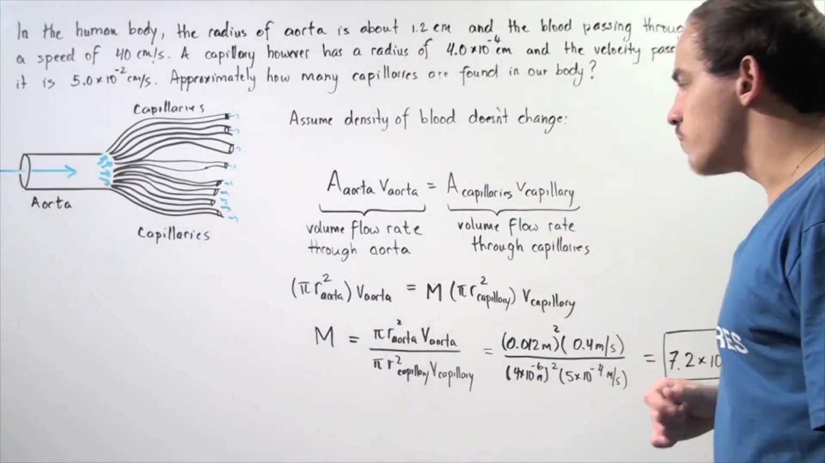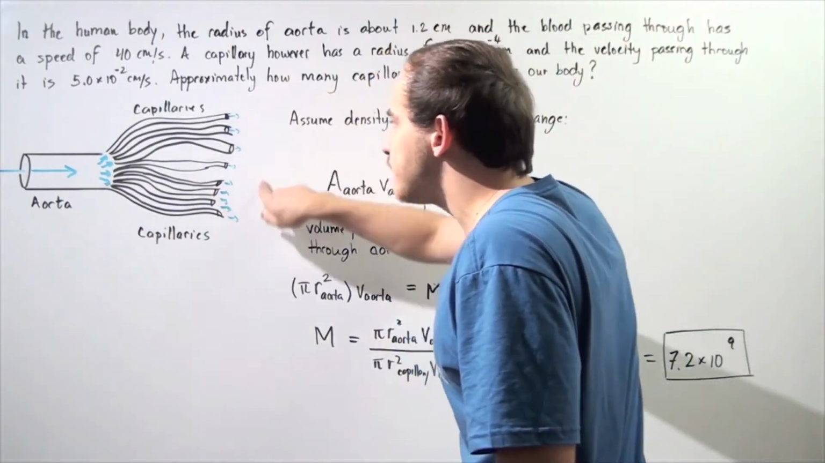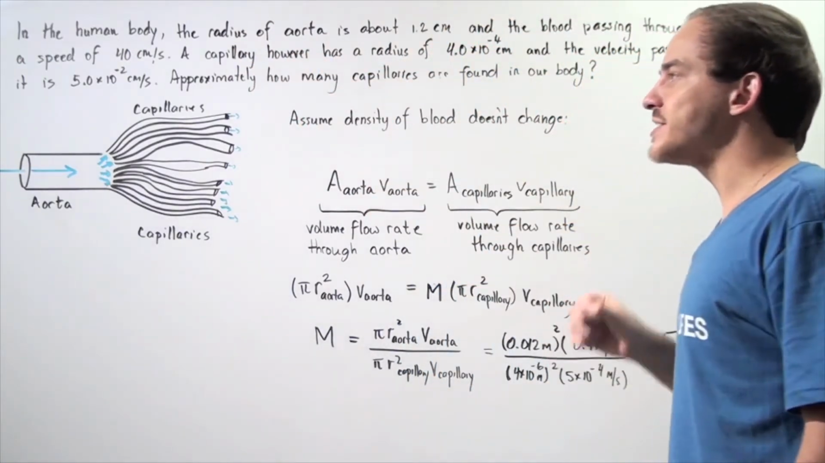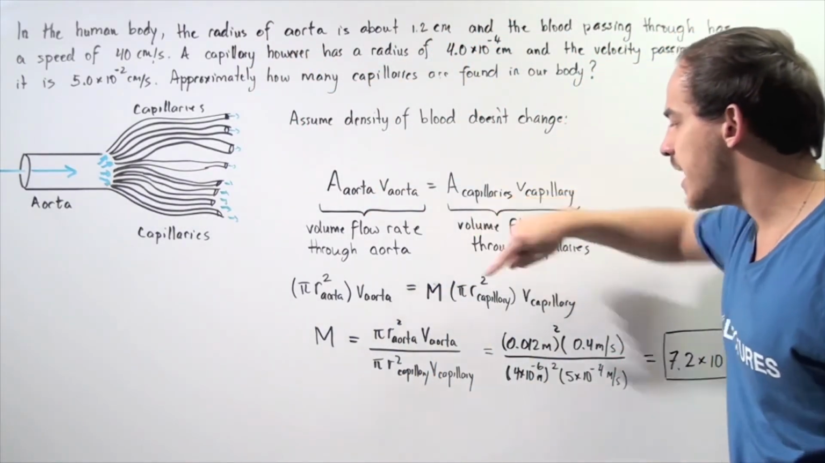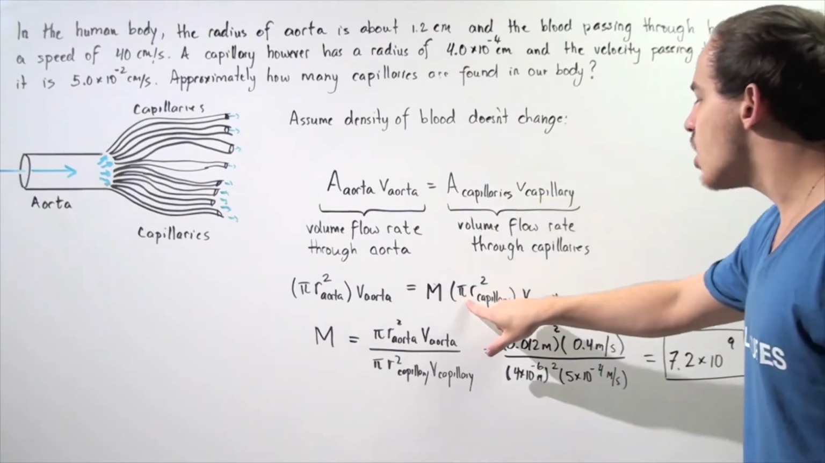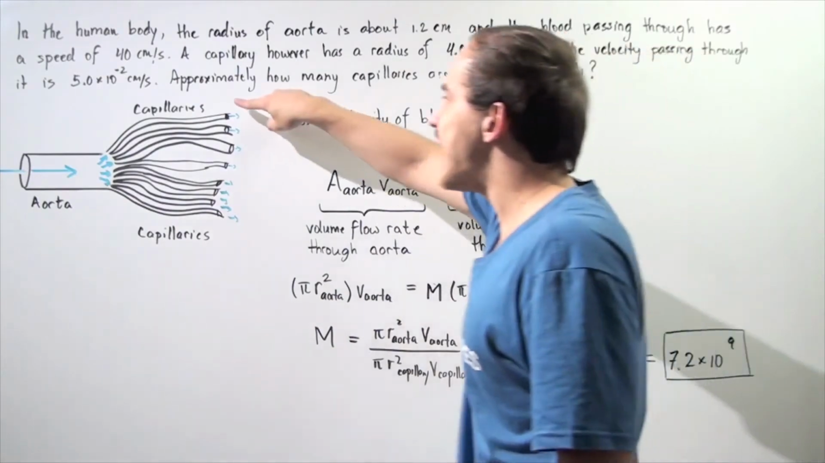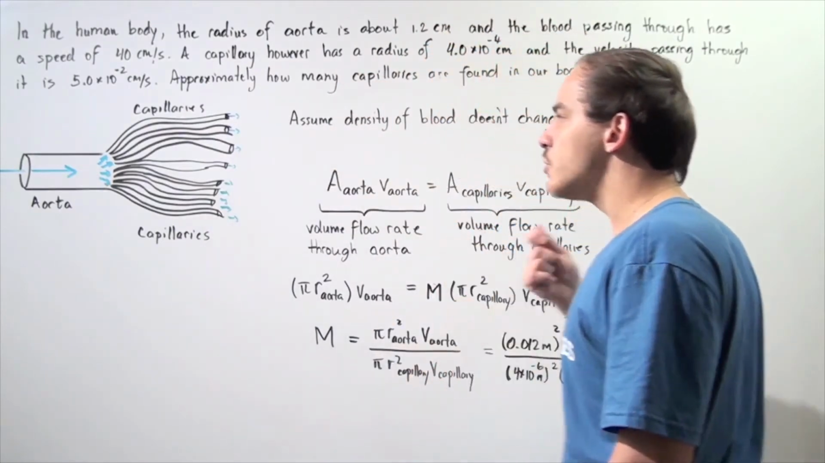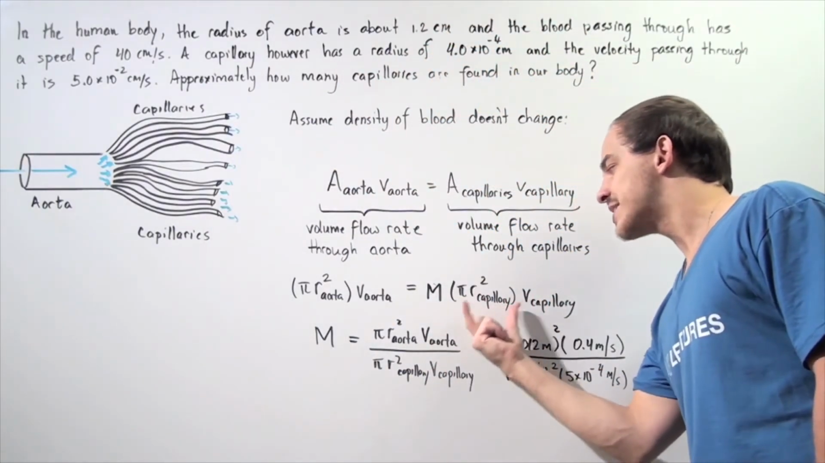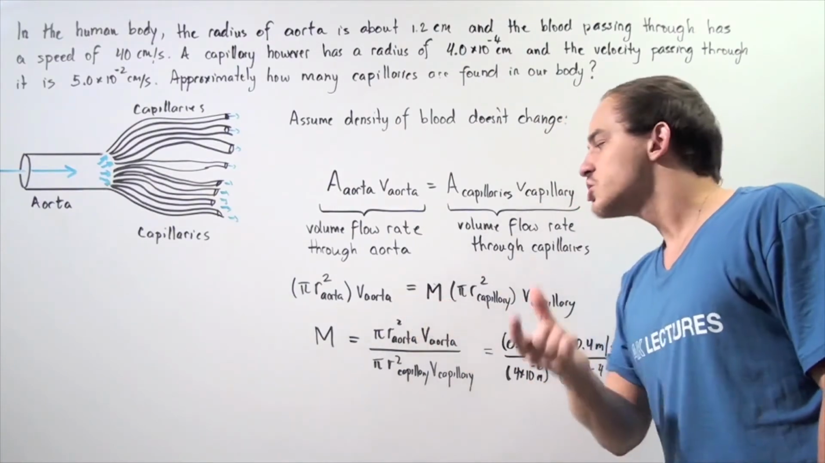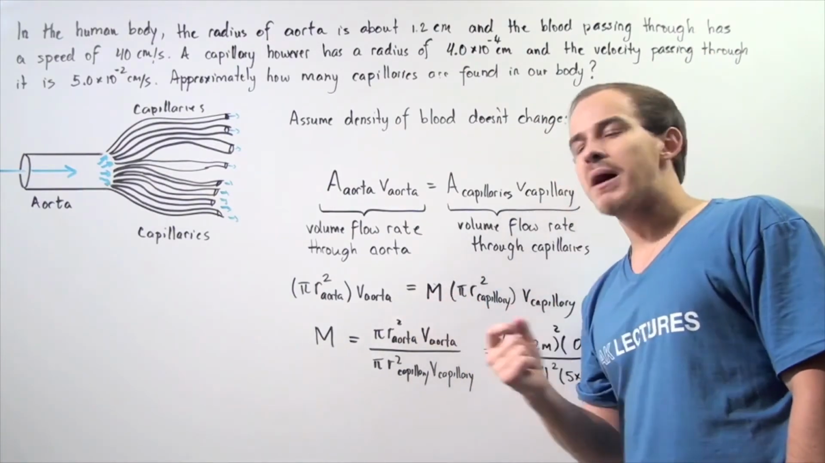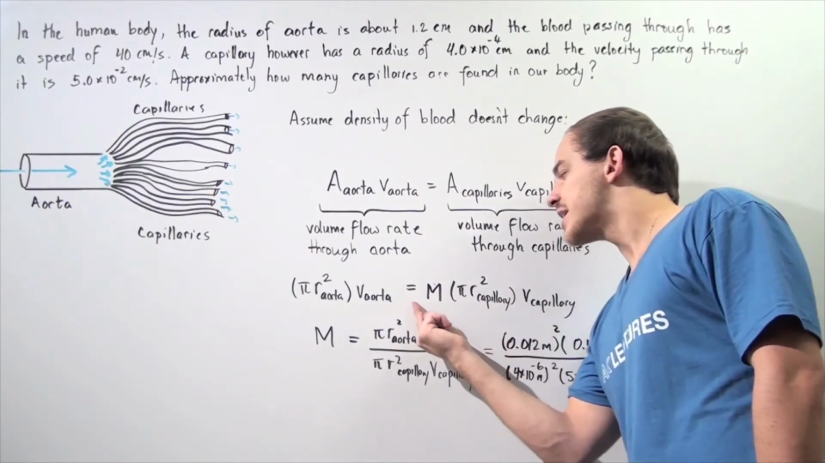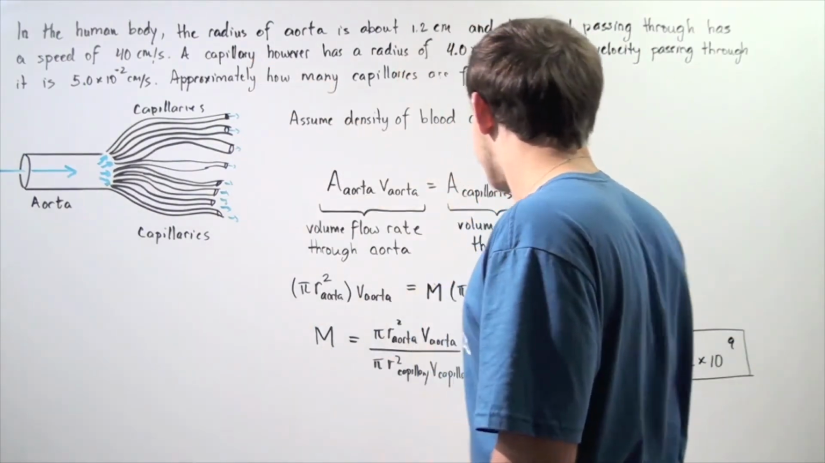And that is equal to, well, now we're dealing with many different capillaries. And because every single capillary has the same exact cross-sectional area, let's suppose the cross-sectional area of a single capillary is pi r capillary squared. Now, because we have some unknown number of capillaries, to find the total cross-sectional area, I have to multiply this single cross-sectional area by the number of capillaries. So let's say the number of capillaries is given by capital letter M. So I multiply this by M, and this gives me the total cross-sectional area of all the capillaries combined.